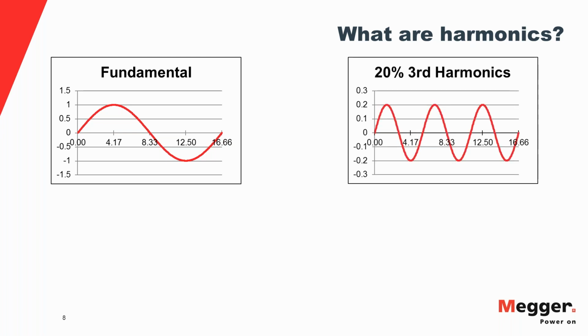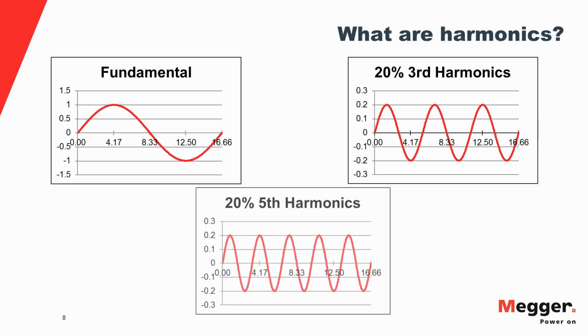Now let's take another wave. If you look at the x-axis, it's the same, 16.66 milliseconds, but you see that there are 3 cycles in the waveform. So 3 cycles in the same amount of time, and the magnitude, if you look at the y-axis, you will see that the peak corresponds to a value of 0.2. So the magnitude is 20% of the fundamental wave.